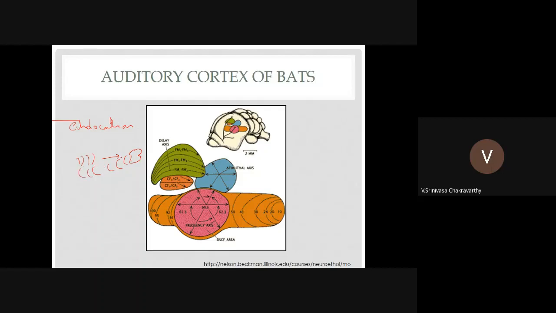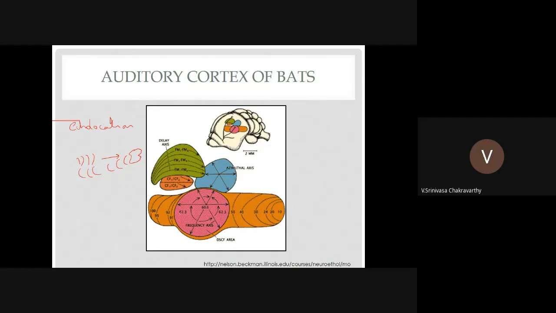Based on the time delay, they can find out the distance of the target. And if there is a relative motion between the animal and the object, then the return sound will undergo a frequency change by the Doppler effect. The change in the frequency is used to find out the relative velocity between the animal and the object. So all that involves very exquisite and sophisticated signal processing.